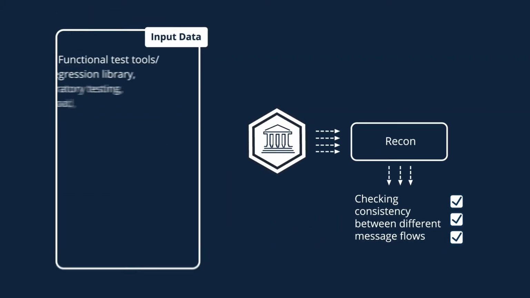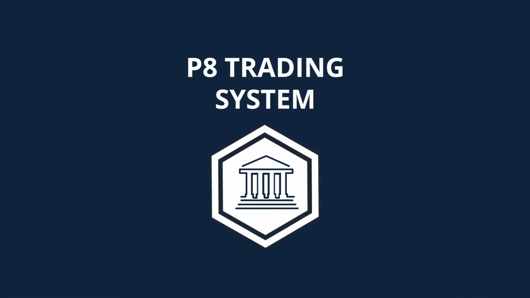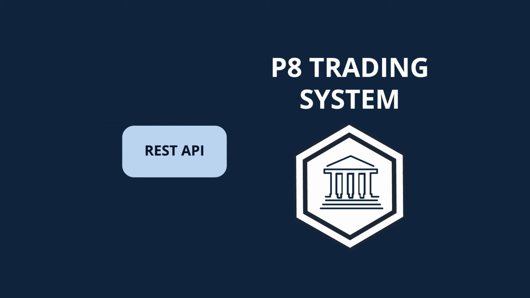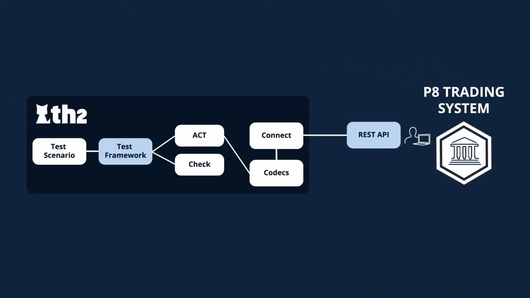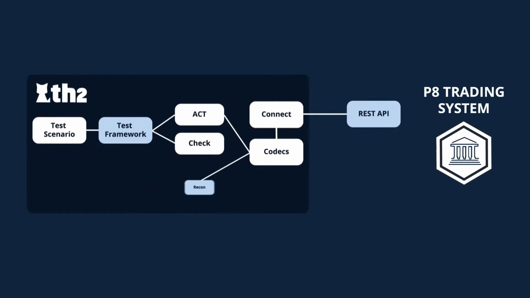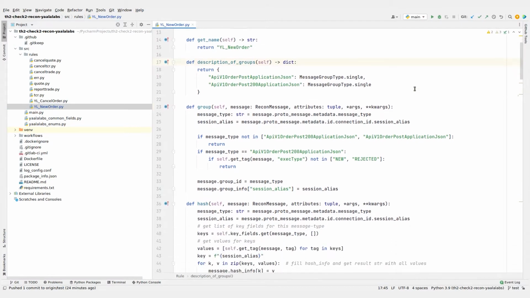As input, we can use the results of different test activities: exploratory testing, functional and non-functional testing, random load, and others. In our case, we are connecting to the system using REST API and pushing various transactions to mimic participants on the trading platform. The data is being captured and then parsed by the related codec. When data is parsed, it can be used by the reconciliation component, which is responsible for the rule-based checking approach within the th2 framework. Let's look into the reconciliation rules in more detail.